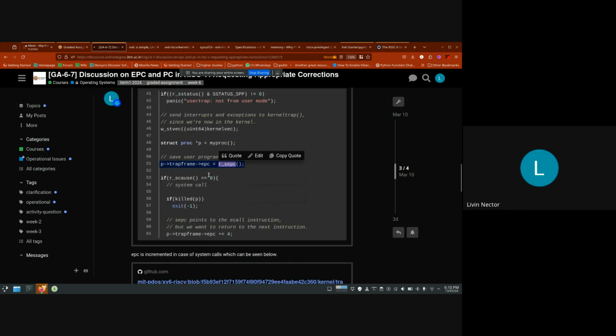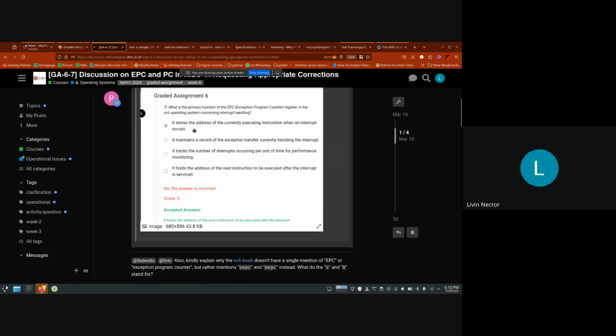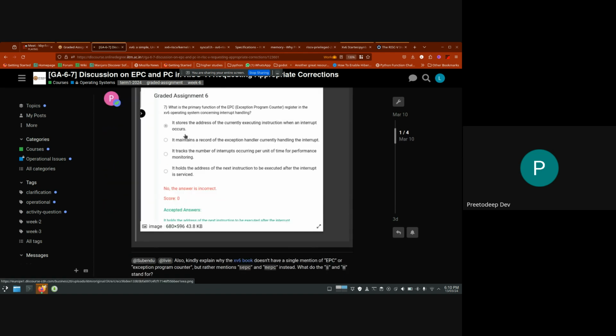SEPC will have the current instruction that user mode was executing before the interrupt, the value of the program counter, the currently executing instruction. So if it were only the register, then the last option would have been invalid in that case? The next instruction would not have been stored. Is that what you're saying?